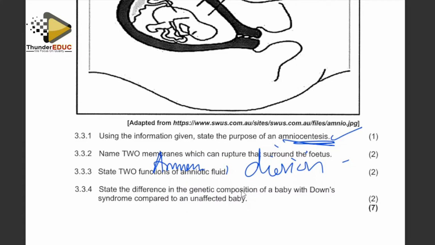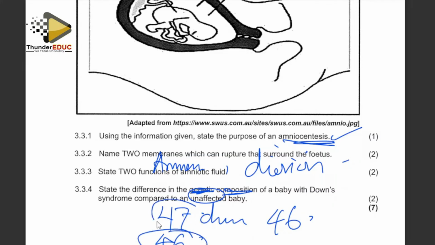State the difference between the genetic composition of the baby with Down syndrome compared to an unaffected baby. Here we want to see the genetic composition, meaning the chromosomes. The one with Down syndrome will have 47 chromosomes instead of 46, while the unaffected one will have 46 chromosomes. You understand?